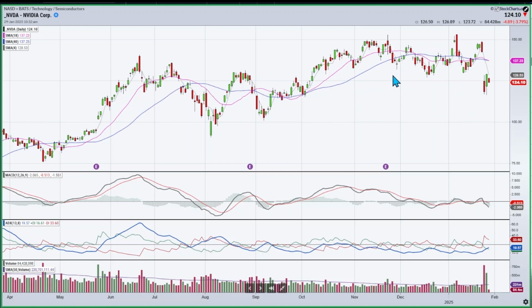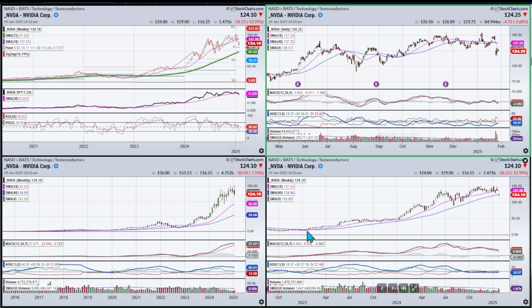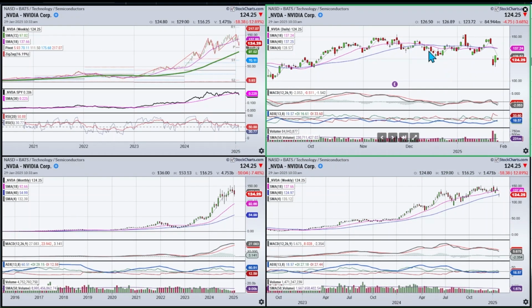If we fail here at 130, especially with the way the negative DI popped on this little breakout out of a low ADX condition, then I think we've got to start thinking we're going to test this 90 to 100 area. All right, so that's a really key thing to keep an eye on, and I think that would drag down a lot of stocks if it does continue to the downside.